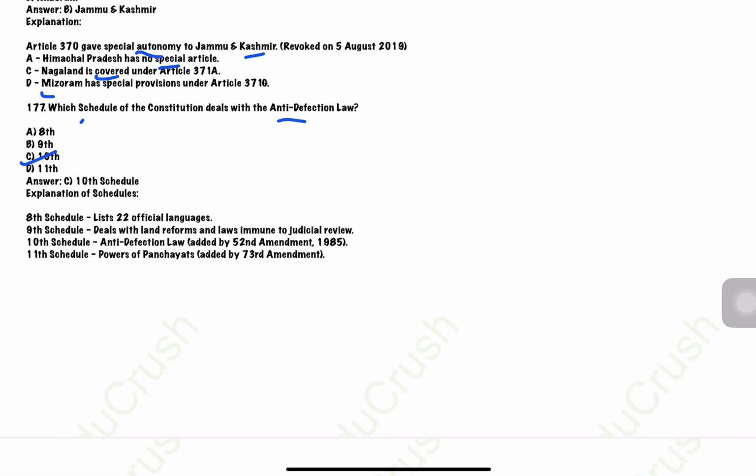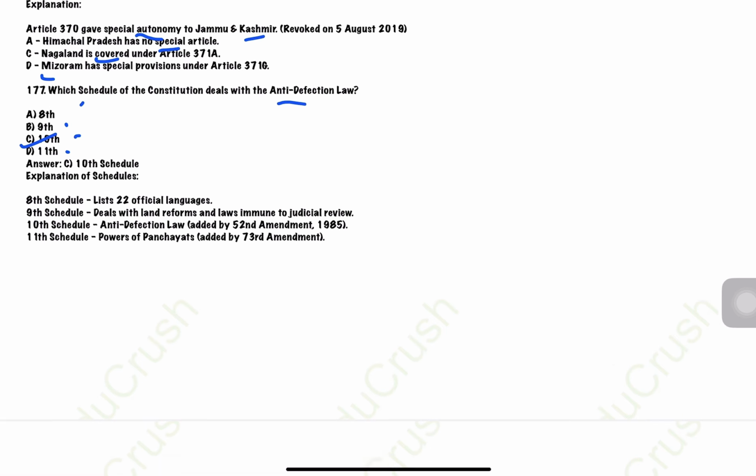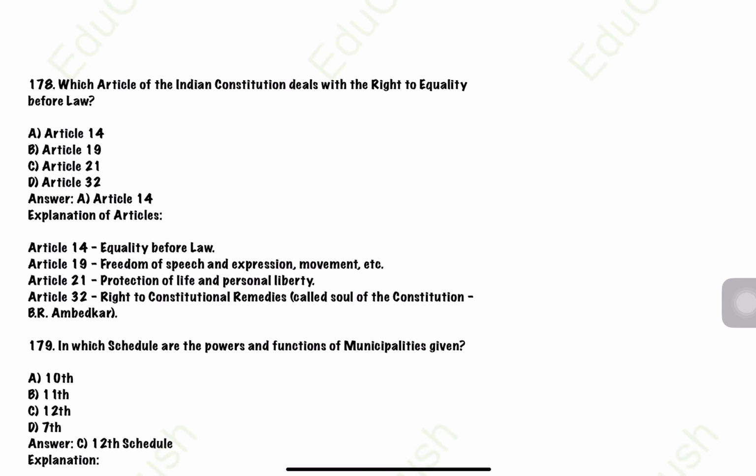Next, 9th schedule deals with land reforms and laws immune to judicial review. 10th schedule deals with anti-defection law, added by 52nd Amendment 1985. Next, 11th schedule, powers of panchayats, added by 73rd Amendment. Next, 178th question. Which article of the Indian Constitution deals with the right to equality before law? So Article 14. So Article 14 is right to equality before law.